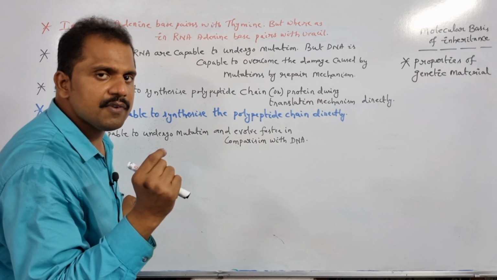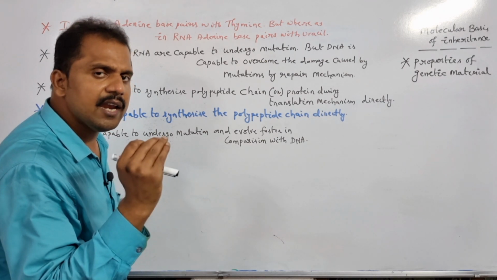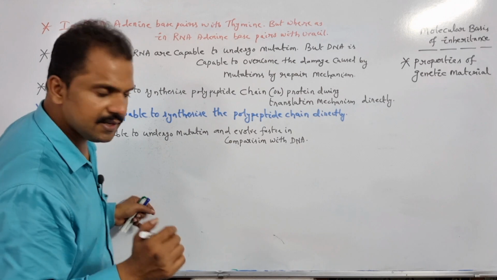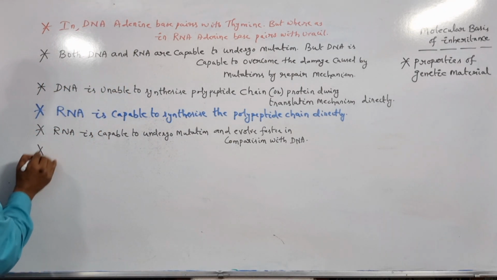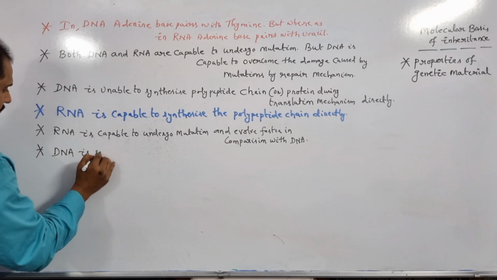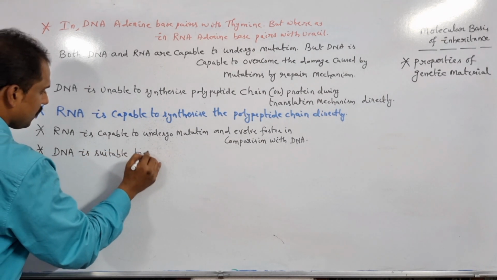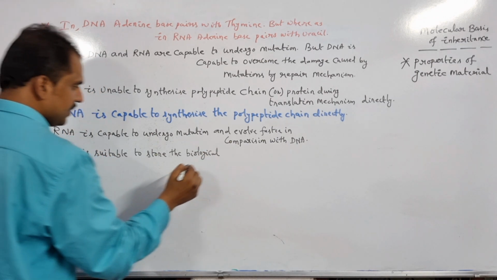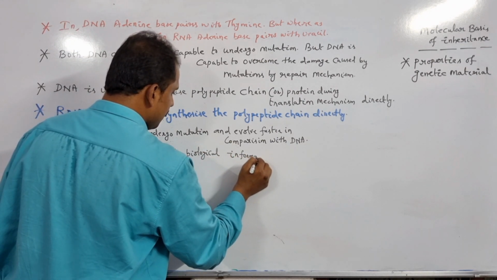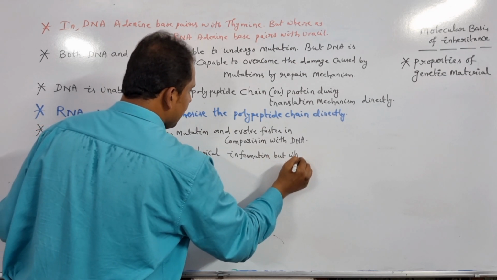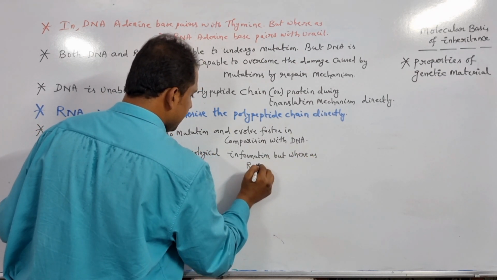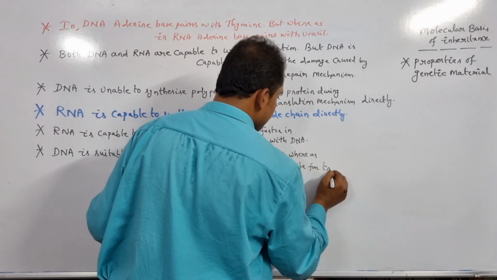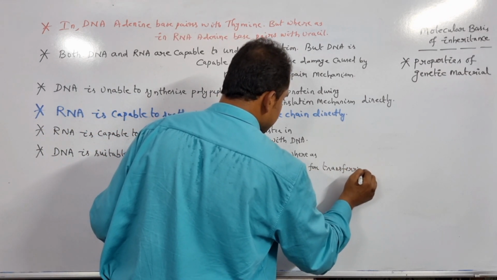Is it clear? So here from the above discussion, we can conclude that in order to store the biological information, DNA is most commonly suitable. And in order to transfer the genetic information from one generation to another generation, RNA is most commonly suitable. Is it clear? DNA is suitable to store the biological information, but whereas RNA is suitable for transferring the genetic information.